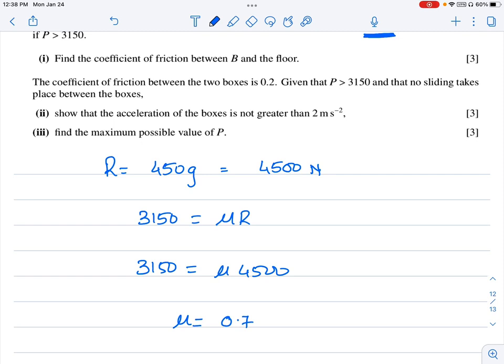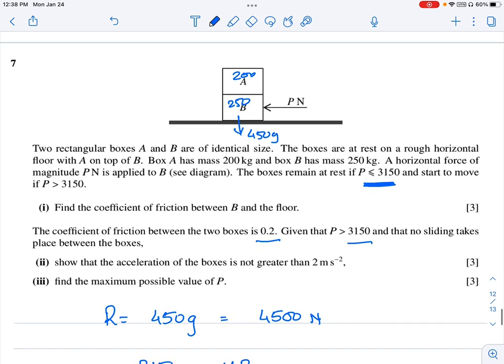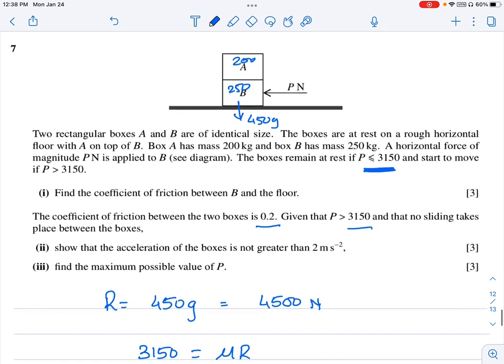The coefficient of friction between the two boxes is 0.2. Given that P is greater than 3150 and no slide takes place between the two boxes, show that the acceleration of the boxes is not greater than 2 meters per second squared.